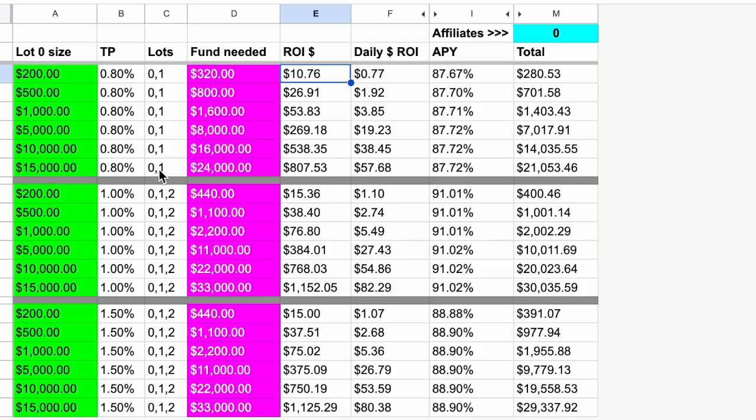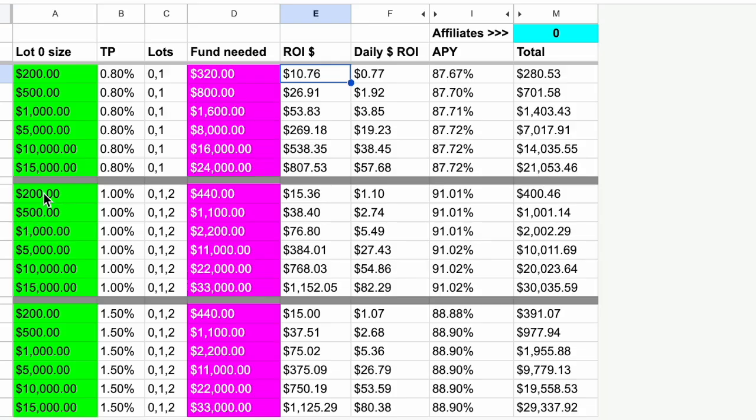And so for $15,000, I needed 24 grand in reserve, so that the bot had its way to make the money. It gave an ROI over 14 days of $807.53. That's roughly about $57 a day. Again, it's interesting that the percentage stayed more or less the same. This was 6.7, this is 7.2, so it's not much. So this gives an income of just over $21,000 a year.